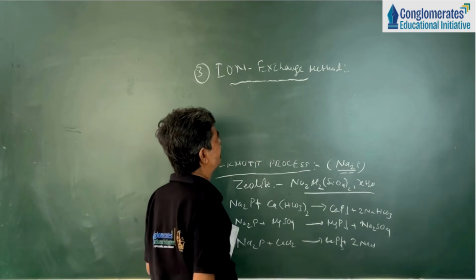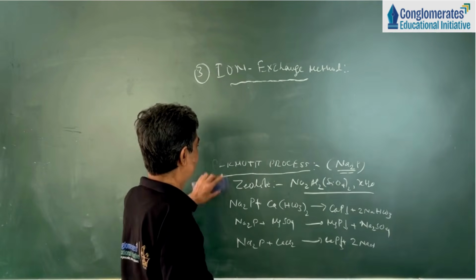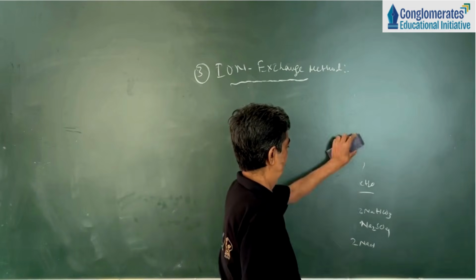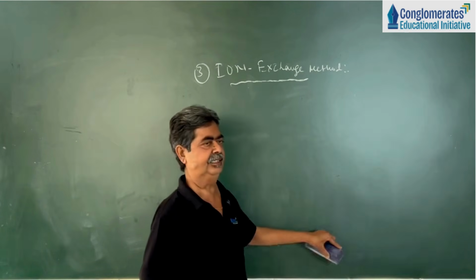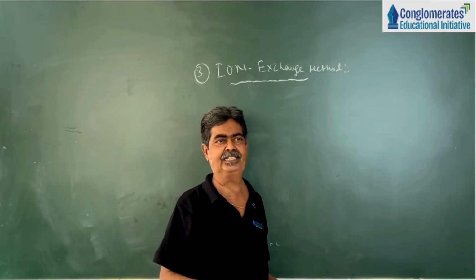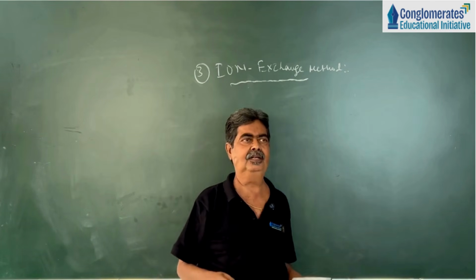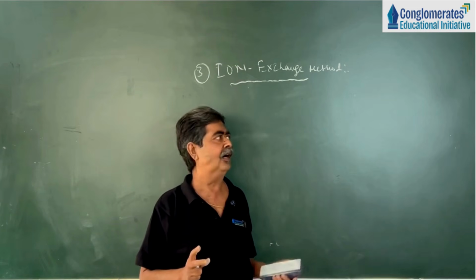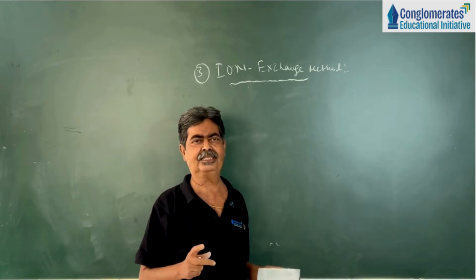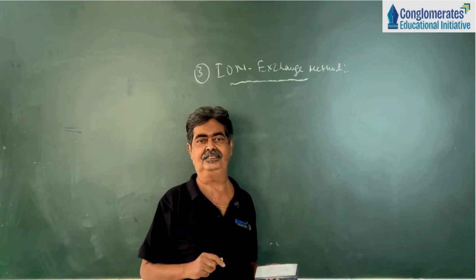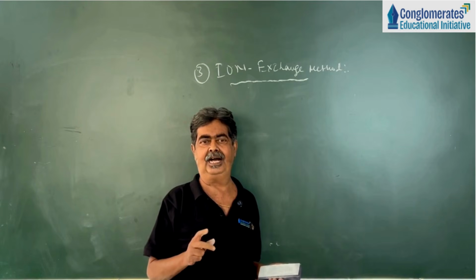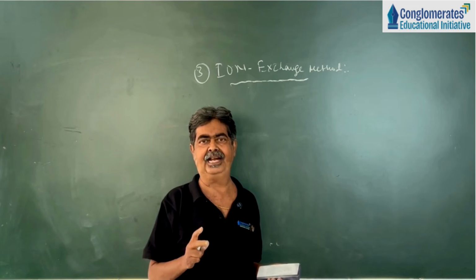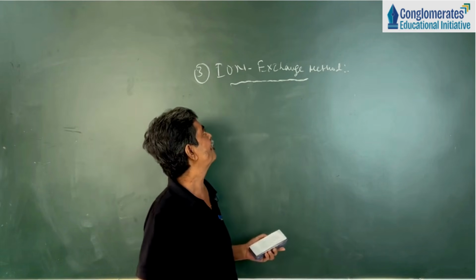Third method is ion exchange method. Now, ion exchange method, what is that? Ion exchange method is a method by which we can remove both soluble cation as well as anion. Now, there are two types of ion exchange method. In ion exchange method, we apply ion exchange resin. What is that? Ion exchange resins are of two types: cation exchange resin and anion exchange resin.